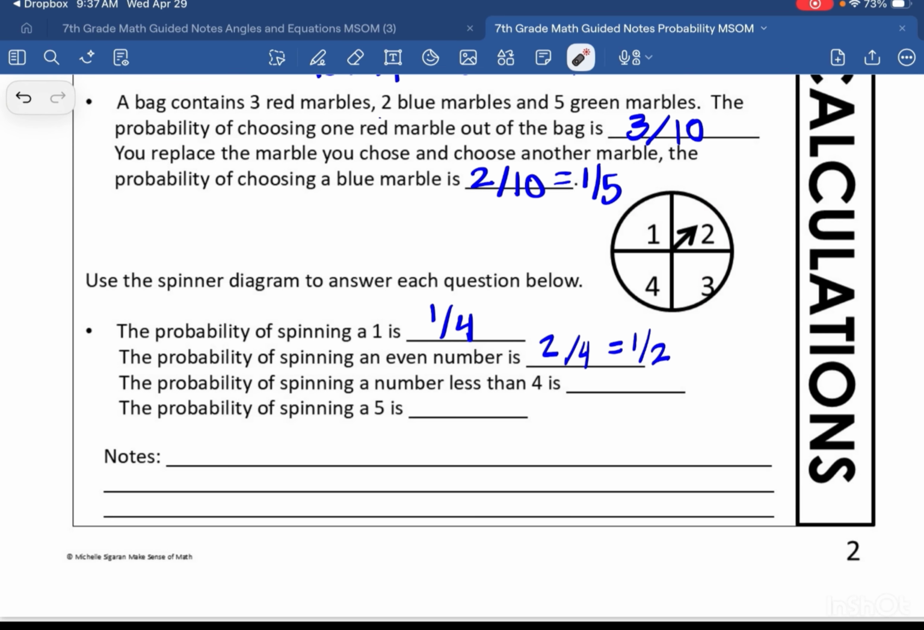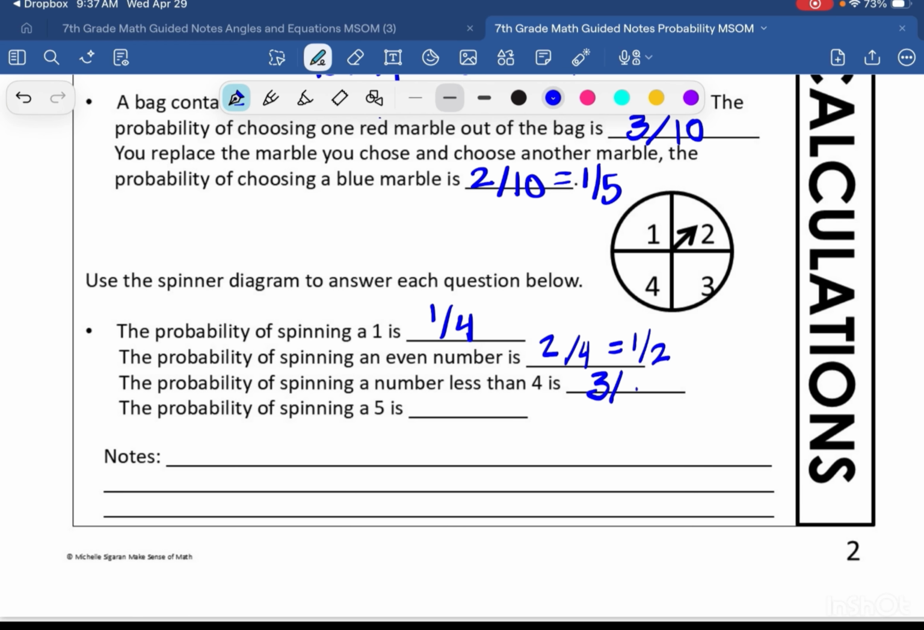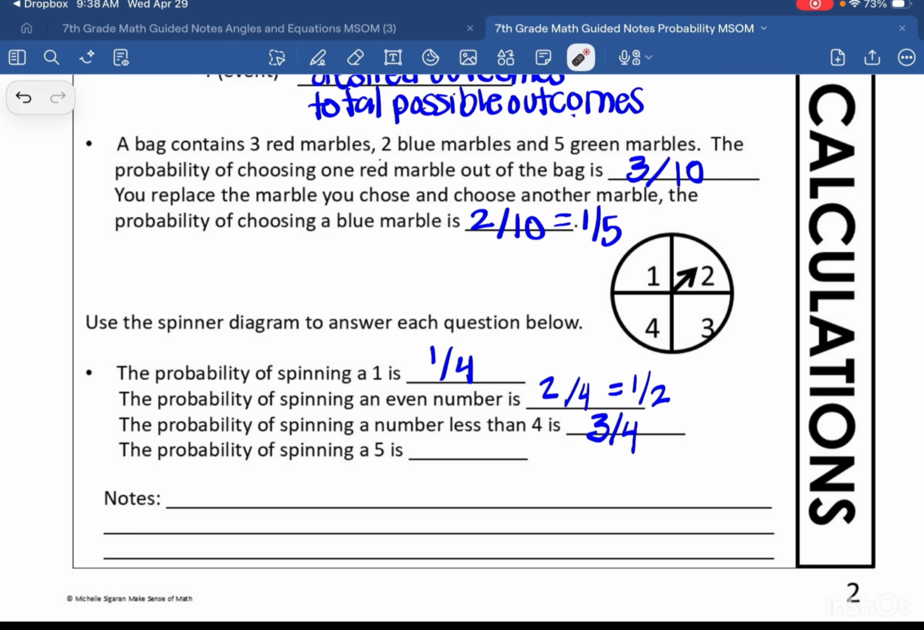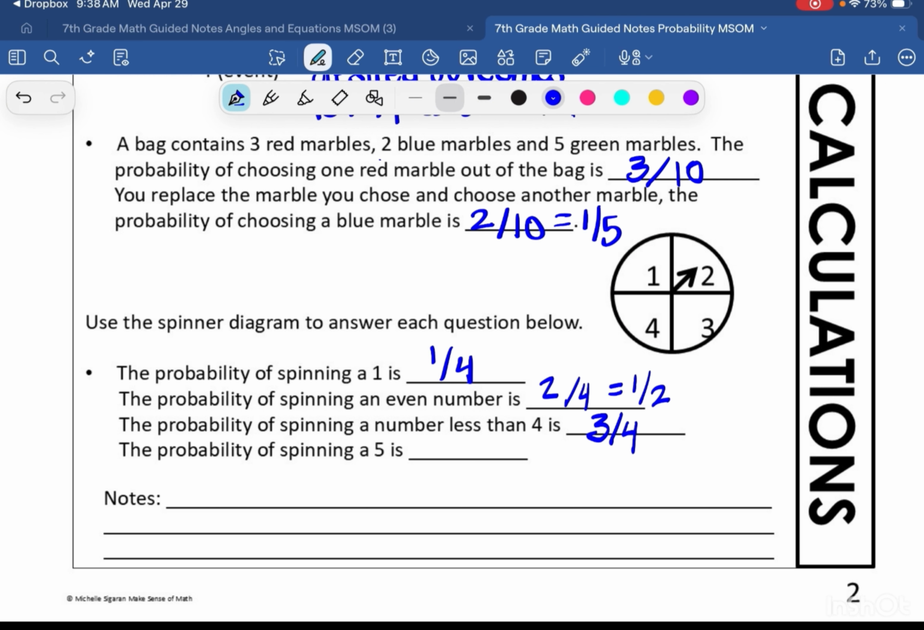The probability of spinning a number less than 4, which would be 3, 2, or 1. So there are 3 possible outcomes with the same number of total possible. The probability of spinning a 5. So if you look at the spinner, it is going to be impossible to spin a 5. So that's going to be 0.